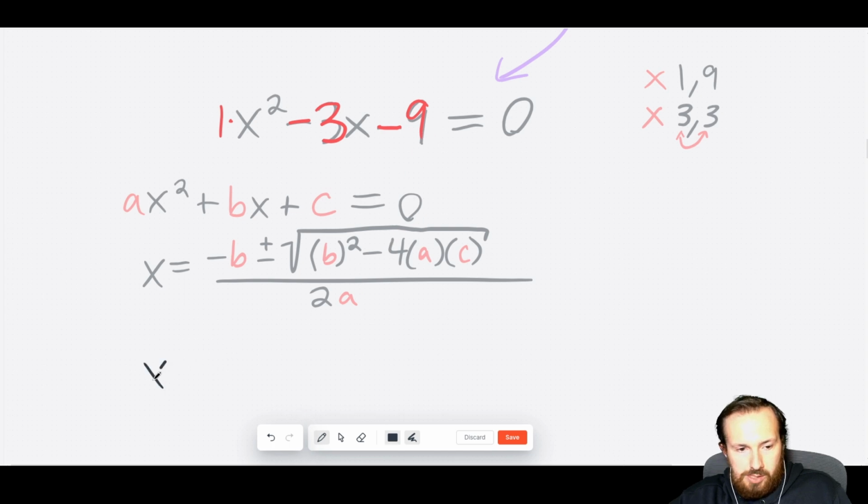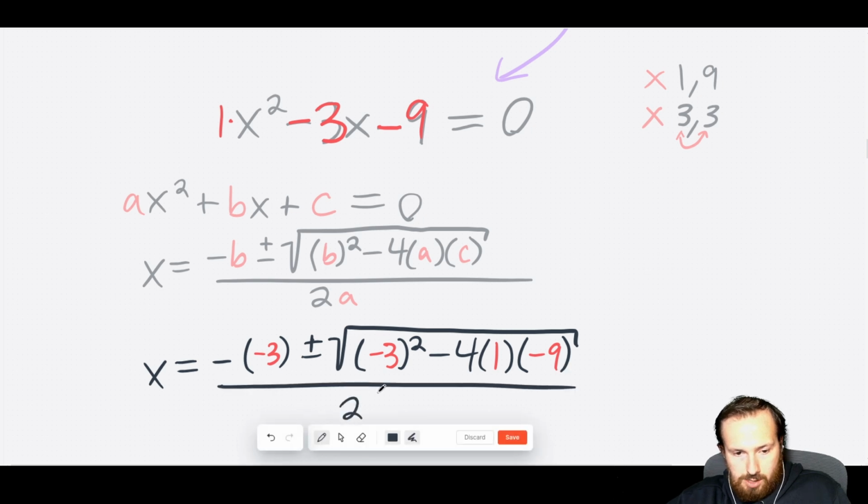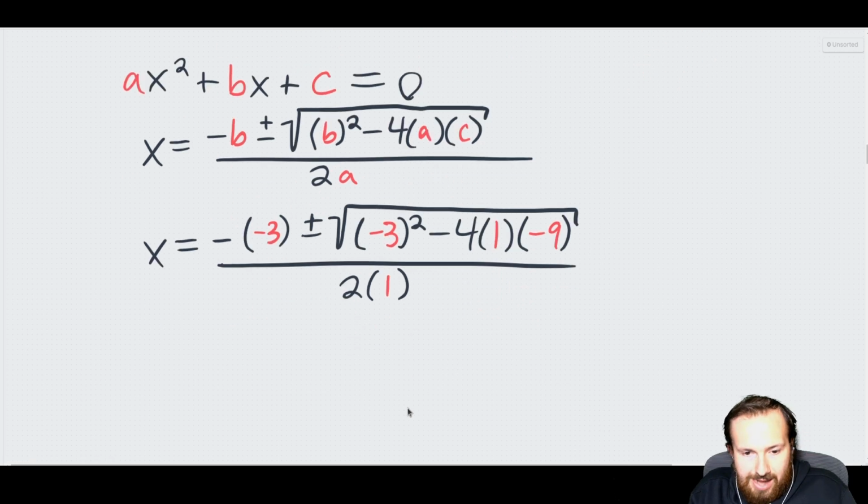So if we pop those in, think about what we get: x equals negative, and then b is negative 3, plus or minus the square root of negative 3 squared minus 4 times 1, and then times c, which is in this case negative 9, and then all over 2 times a. So a is 1. So there we go. Now we can simplify this down a little bit more to see what we get.